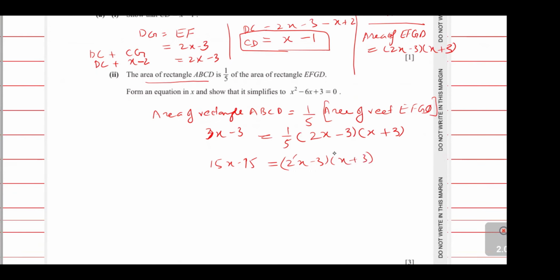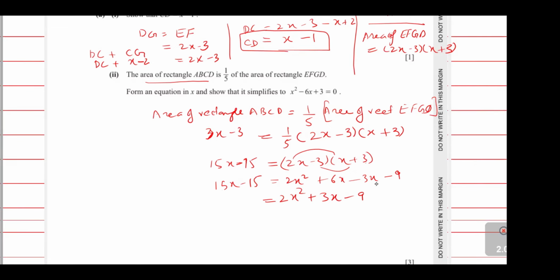We will expand this. 2x times x is 2x square. Next, 2x into 3 is plus 6x. And next, minus 3 into x is minus 3x. And minus 3 into 3 is minus 9. And we can write this: 15x minus 15 equal to 2x square plus 6x minus 3x is plus 3x minus 9.